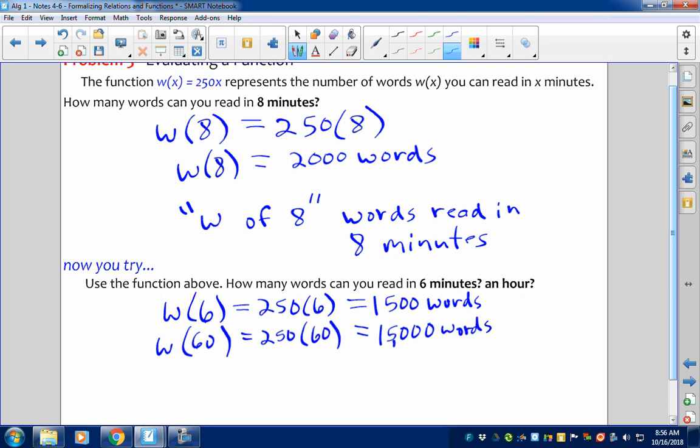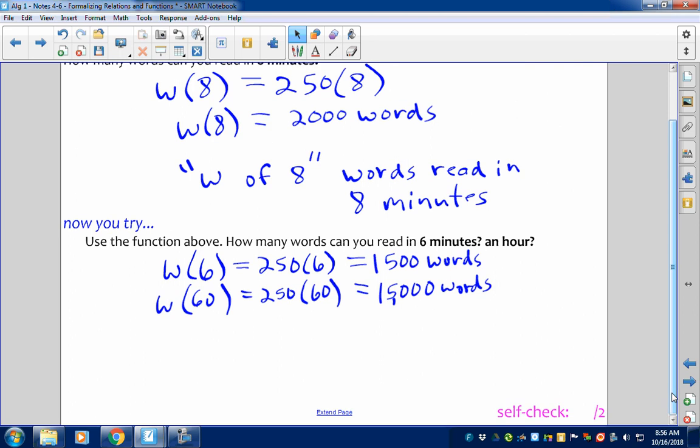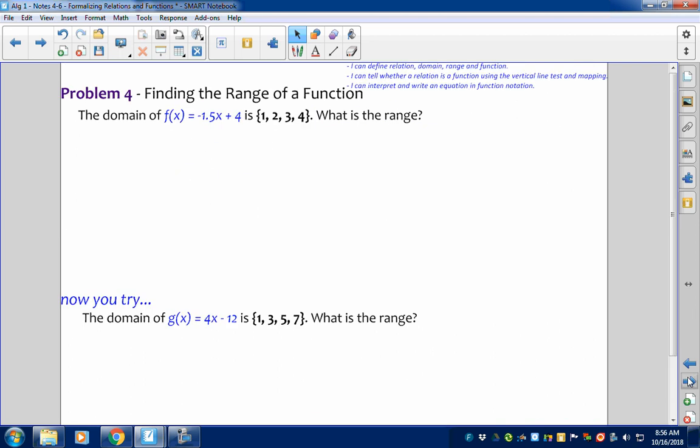But that's what we mean by f of x, or function notation. So when I'm asking you to plug in -1, 0, 1, and 2 for x, I'm just asking you to find f of -1, f of 0, f of 1, f of 2. So that's what we're going to do next here. They're going to ask you to find the range of a function here. It says the domain of f of x equals -1.5x plus 4 is 1, 2, 3, 4. What is the range?